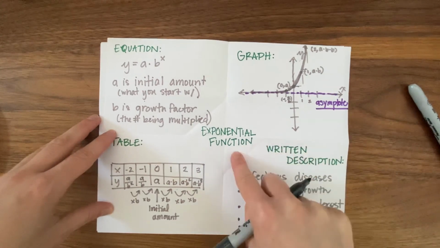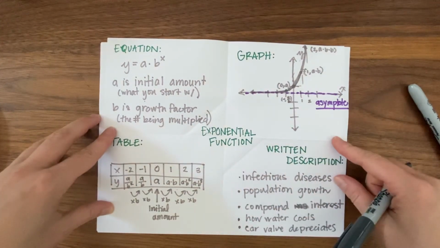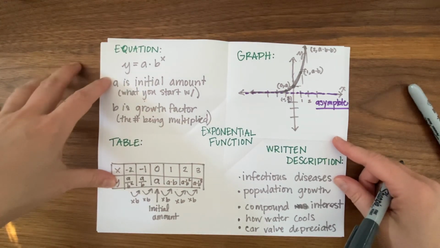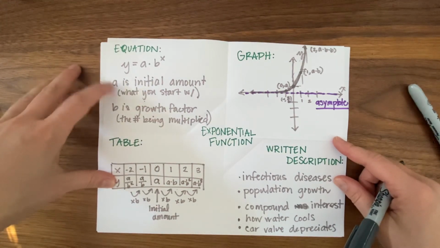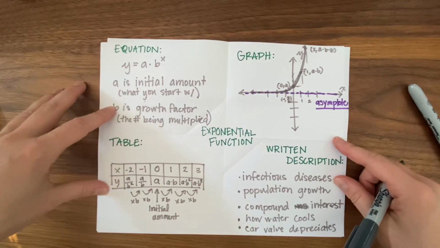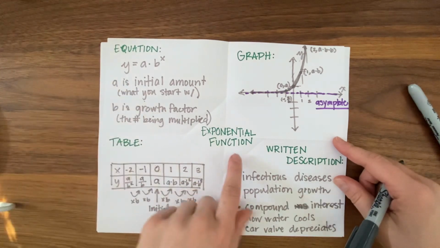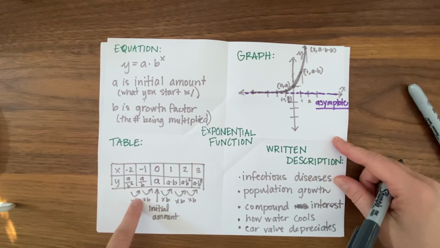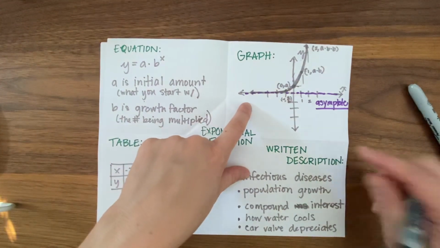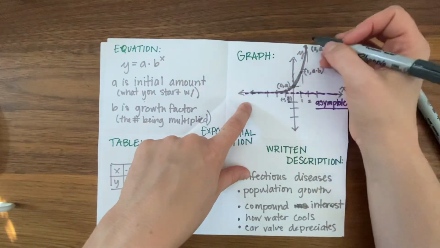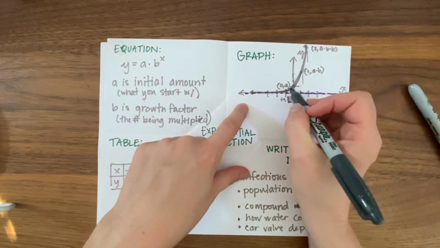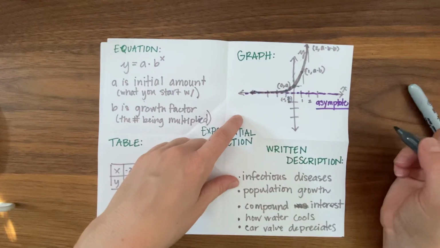Just to summarize, exponential functions and the rule of 4. We can think about exponential functions as an equation where y equals a times b to the x. A is the initial amount and b is the growth factor. We can see exponential functions modeled in a table where we keep multiplying by that growth factor. We can see it modeled in a graph with a shape that someone described as sort of like half a U, right? It kind of has a U on this side and a flat line on that side.